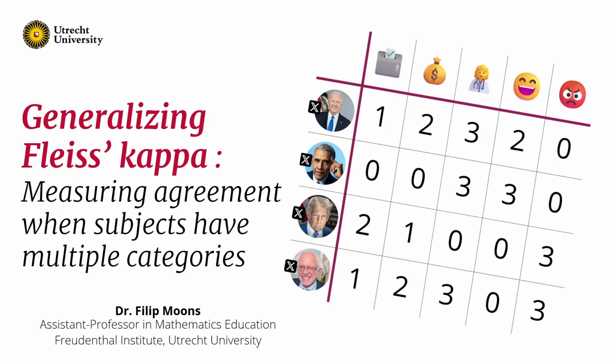In this video, I'll show you how to calculate a generalization of Fleiss kappa, a statistic that measures agreement when raters can classify subjects in multiple categories. So one subject can be classified in either 0, 1, 2, or even more categories. I'll guide you through the calculation step by step using nothing more than Microsoft Excel.